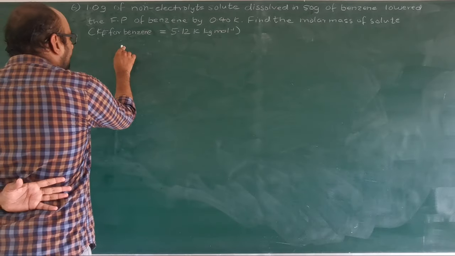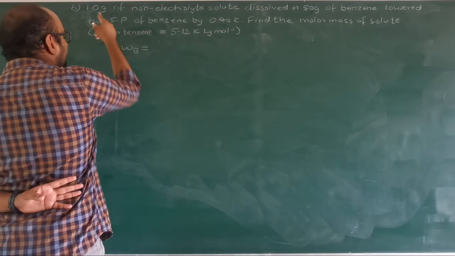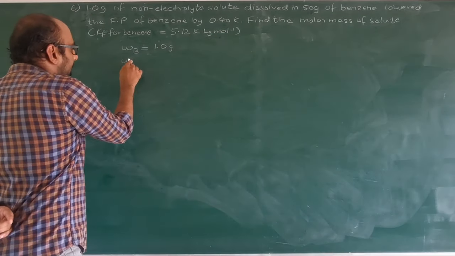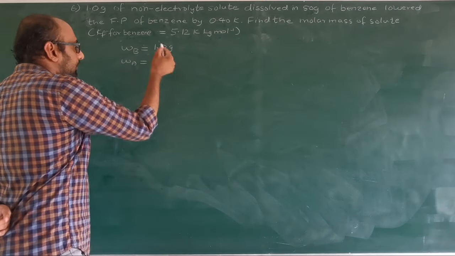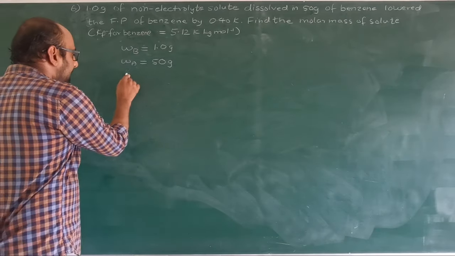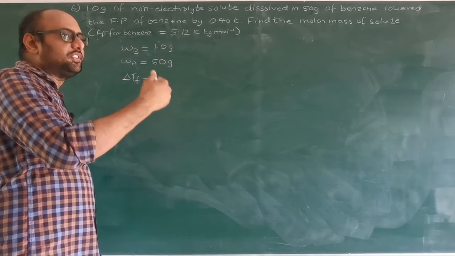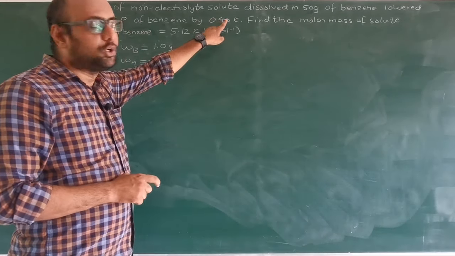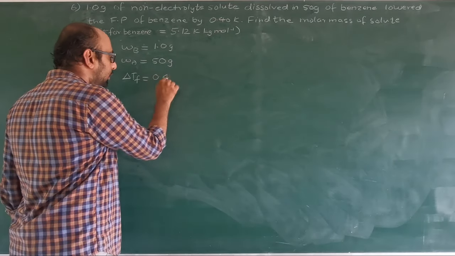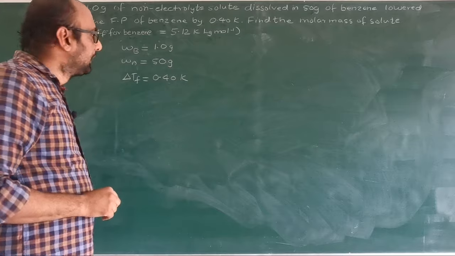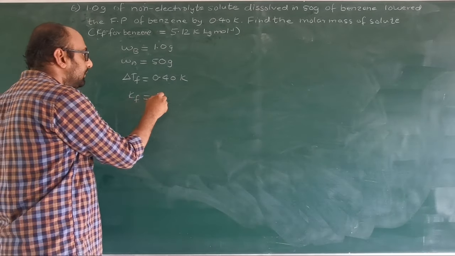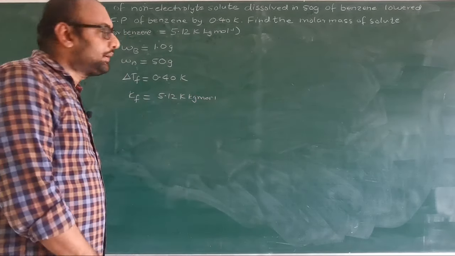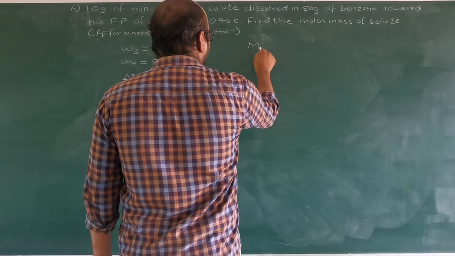Now what is given? Wb, mass of solute, is given, that is 1.0 gram. Mass of solvent is given, benzene, 50 grams. Then delta Tf is given, how much the freezing point decreases by, 0.40 Kelvin. Then we have the value of Kf, that is 5.12 Kelvin kg per mole. What you have to calculate? You have to calculate the molar mass of the solute, Mb.